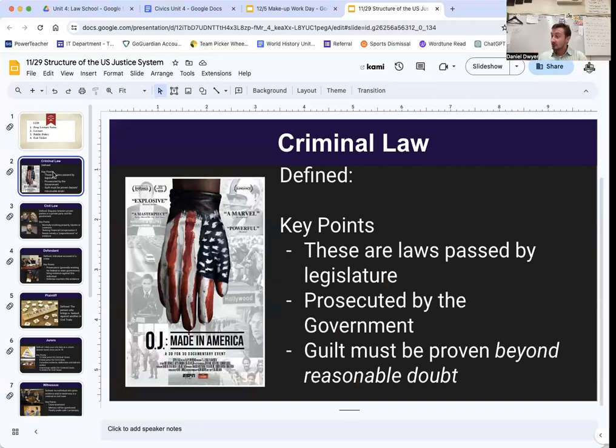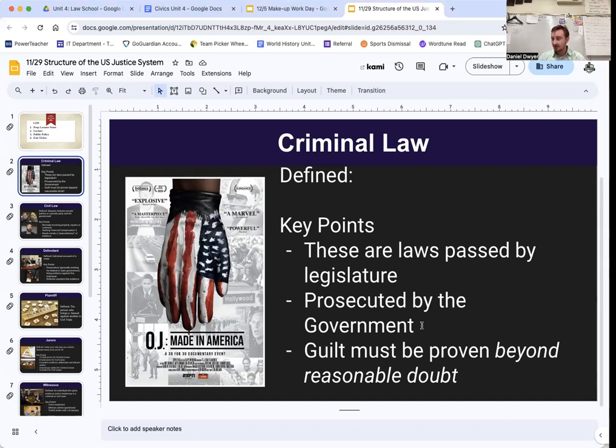All right, so criminal law. There's really two types of laws we have in the US, criminal and civil. So what are the key points of criminal law? This is when it comes into question laws passed by legislature. This is like what most people think going to court is. Like you committed a crime, the police caught you, and the state is pressing charges.